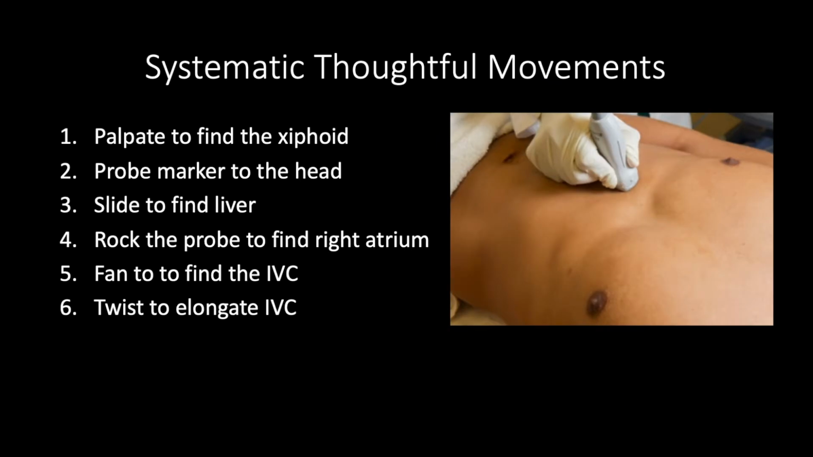In summary, these systematic, thoughtful movements will help you find the IVC more frequently, and do so in a way that doesn't seem random. Sometimes you can put the probe down, the IVC is right there waiting for you. Other times it's not. And learners often get frustrated and don't understand how to move the probe to find the inferior vena cava. But I promise, if you go step by step through this process, the rate of IVC location that you'll get will be much higher, and your rate of failure will go down.